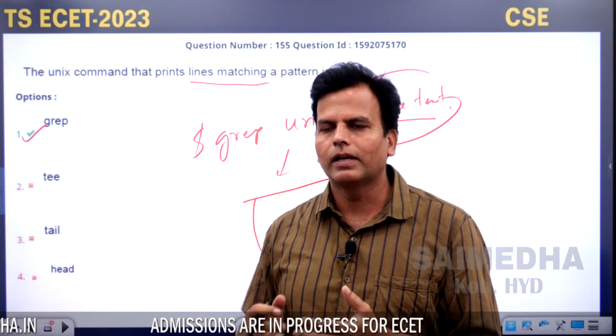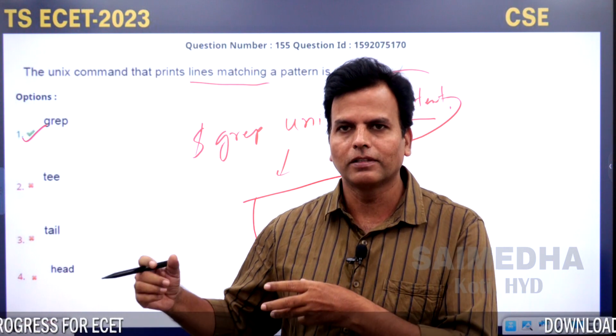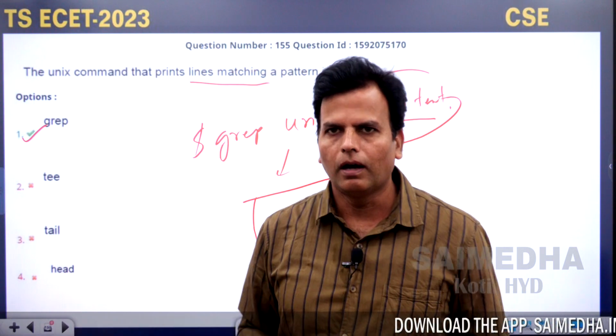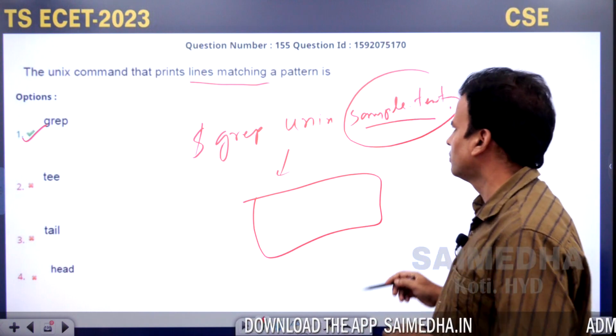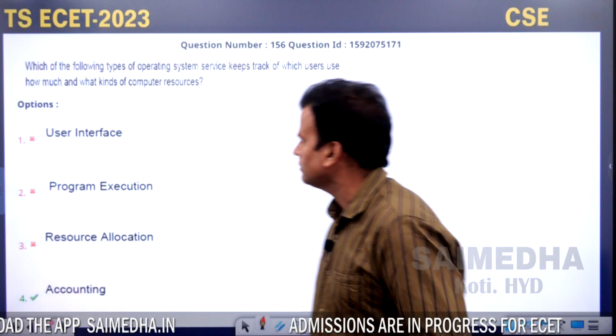Like we are saying that Unix is an operating system, so another line it is going to print. Hope you understood the meaning of grep. Okay. Now let's go for the next one.